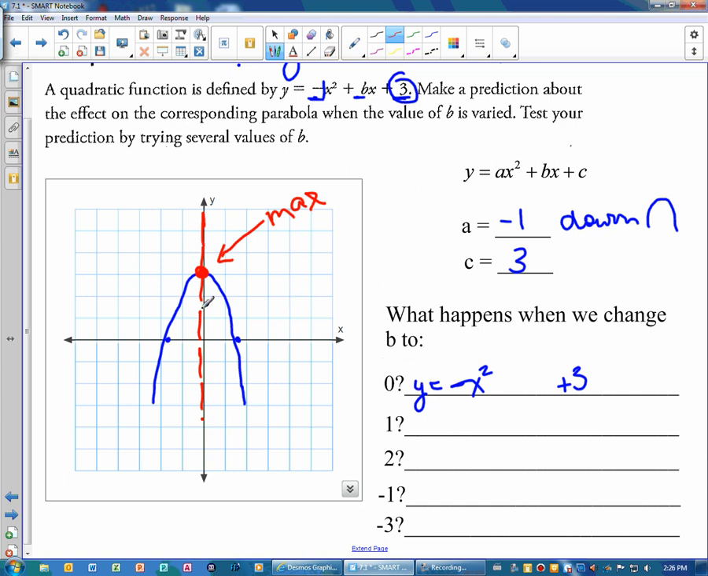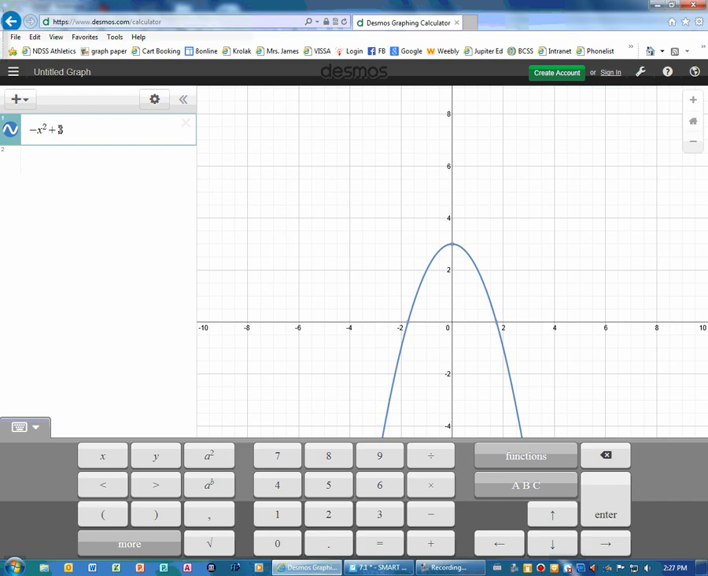Now we're going to try it again. It says, what if you changed it to 1? So my equation is going to be y equals negative x squared plus 1x plus 3. Now, you can put the 1 or you don't have to put it. Either way, 1x is the same as x. So let's go to the graphing calculator. I'm going to add an x. You can type 1 if you want, x plus 3.